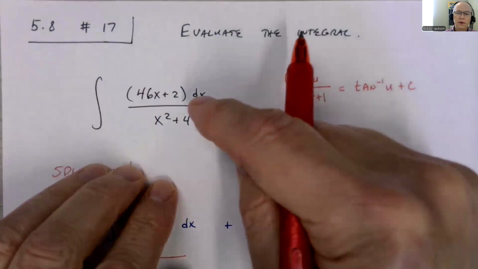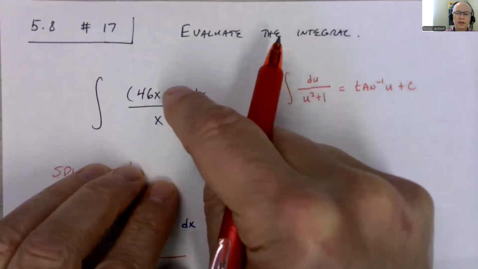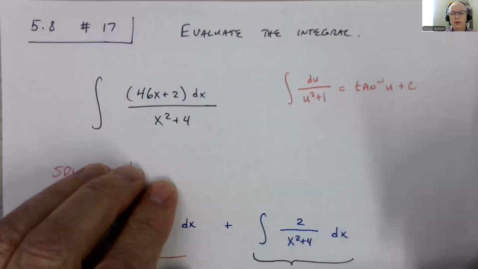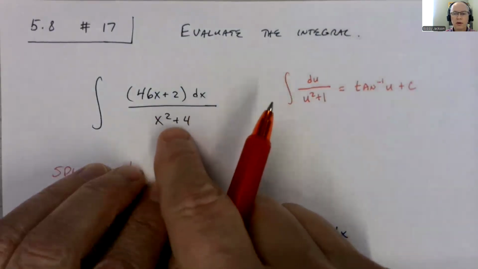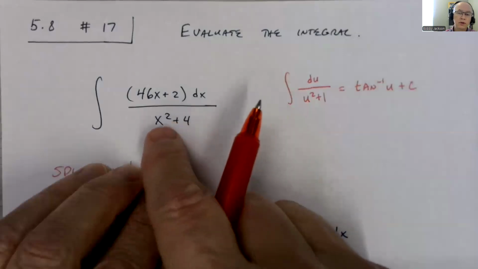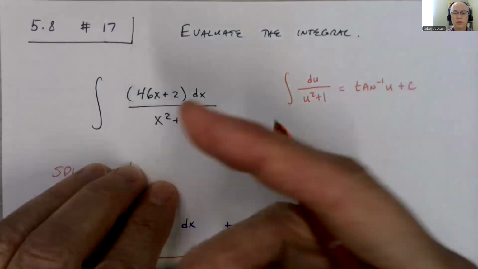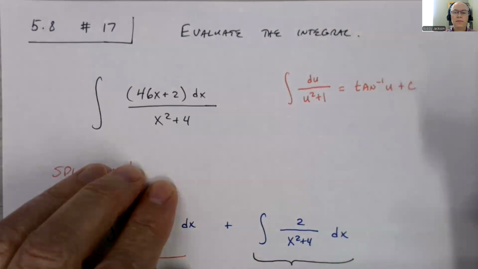On the other hand, if it was just 46x up top, that would be a simple u substitution, because I can let u be the denominator. u is x squared plus 4, and the derivative 2x is just a multiple of 46x. And so I could rewrite and find the antiderivative there.